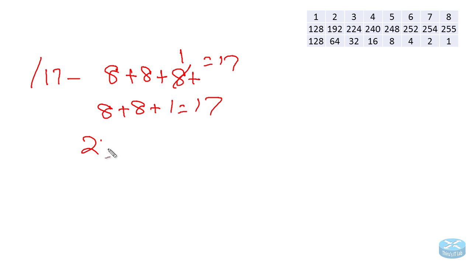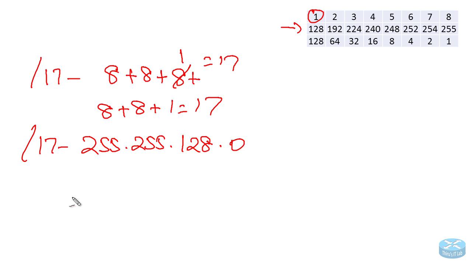So that means 255.255, and the first bit is on in the third octet. What is the value for this bit here? 128. So 255.255.128.0. This is for /17. So let's do /21.